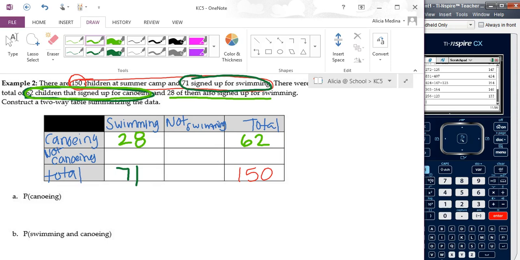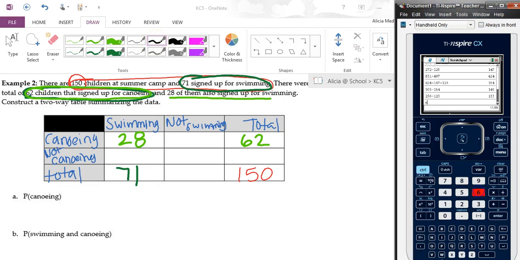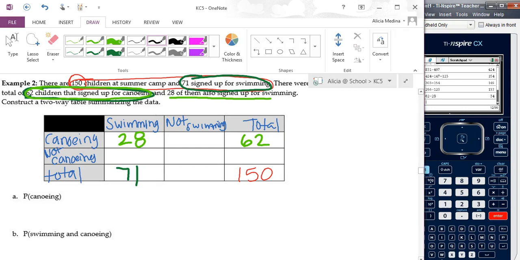Okay. Next sentence, it just says create a two-way frequency table. So now we have to go ahead and fill out the rest of our numbers. So if I look at my total number of canoeing people, that's 62, right? If I subtract the amount of people that I know are swimming, that's going to give me the amount of people that are canoeing but are not swimming. And that's going to give me a total of 34.